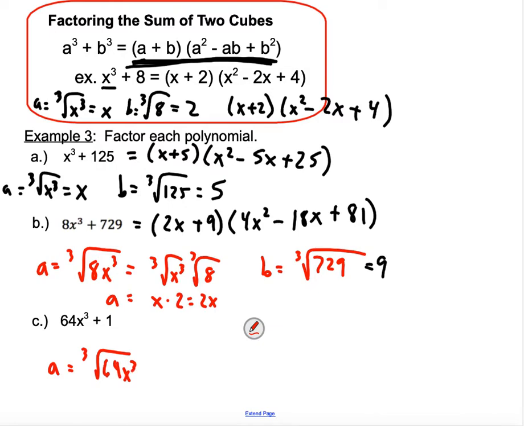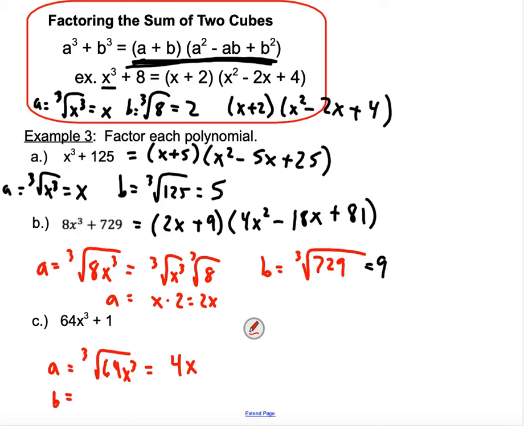So what's the cube root of 64x to the third? Try that out. See if you can put that in your calculator or think through what that would be. When you do that, you should get 4. What's the cube root of x to the third? x. So a there is 4x.